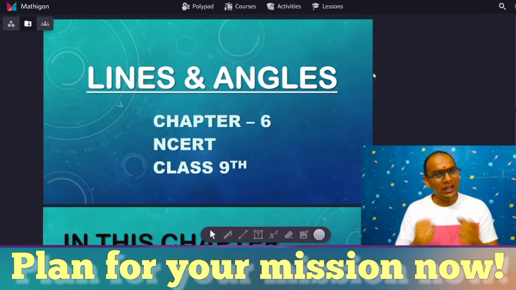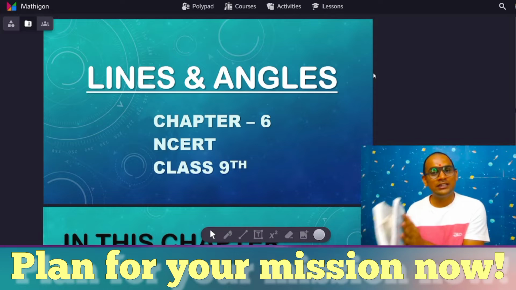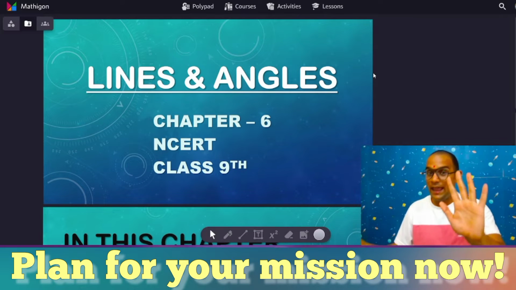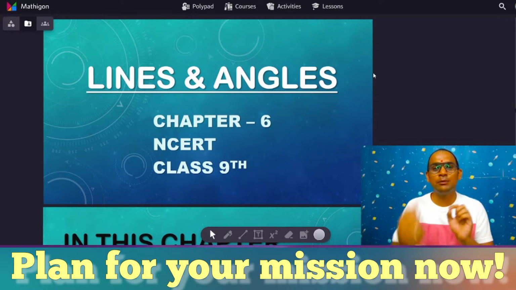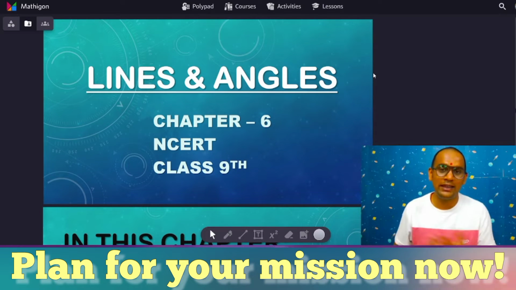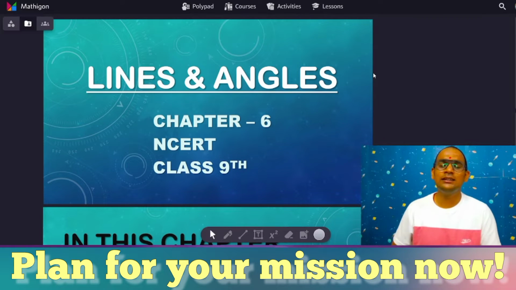Now, I have decided. First, we started only with the theory parts of all the chapters. Now, I thought that I'll be discussing all the exercises of the NCERT class 9th book. And then the next thing which I'll be discussing with you will be the NCERT exemplar problems. Exemplar problems are the extra problems given by NCERT. The topics are the same, but the problems are a little bit higher order.